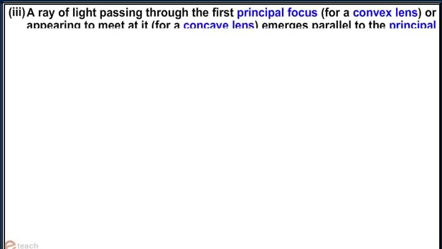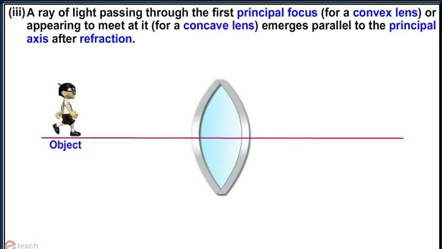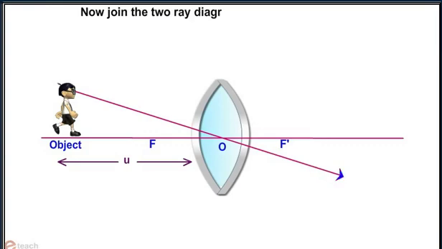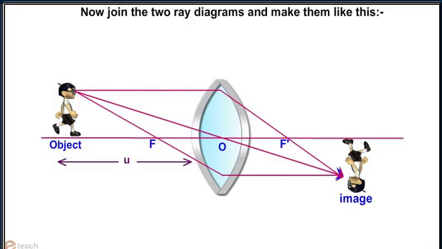A ray of light passing through the first principal focus for a convex lens, or appearing to meet at it for a concave lens, emerges parallel to the principal axis after refraction. This ray of light can also be taken for the image formation. Now join the two ray diagrams and make them like this. You will find the required image of the object.